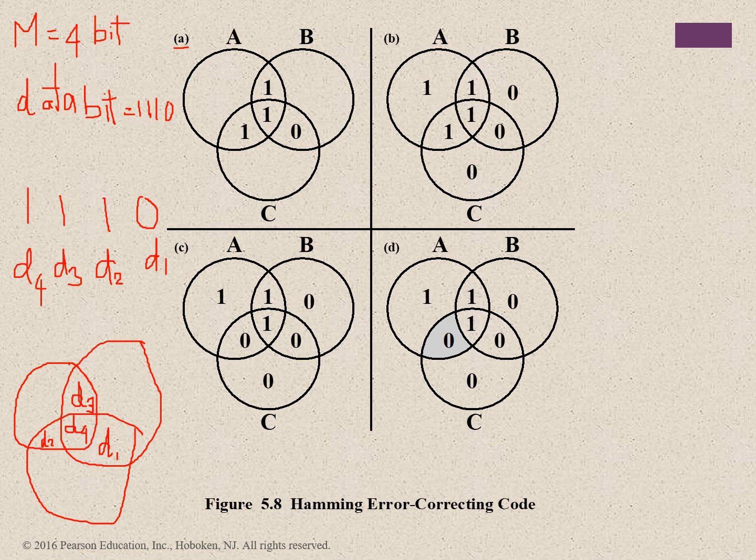I told you there are 7 compartments in this Venn diagram. We filled 4 compartments, so we need to fill 3 more. We are going to fill the 3 more with the parity bits. This is parity bit 1, this is parity bit 2, and this is parity bit 3.